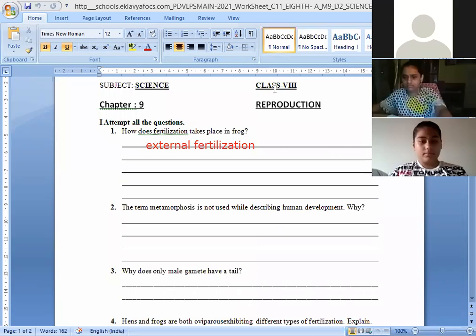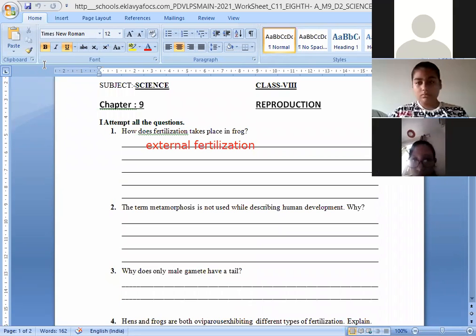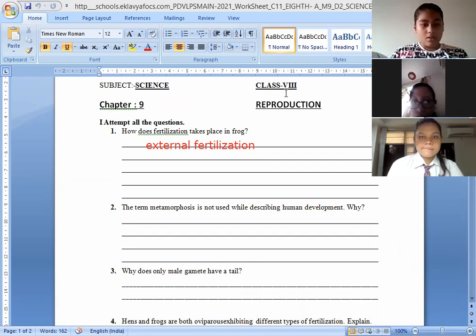Ma'am, because in water many other animals also live and some of the eggs are eaten by other animals, and also the eggs are of jelly-like substance, so they get destroyed very easily, also due to rain. Yes, so these are the three reasons, and you have to give the answer in points. Let's move to the next question. The term metamorphosis is not used while describing human development. Why is it so?